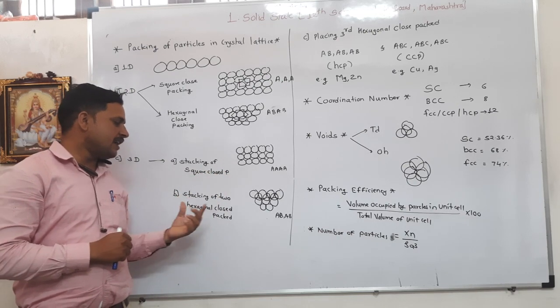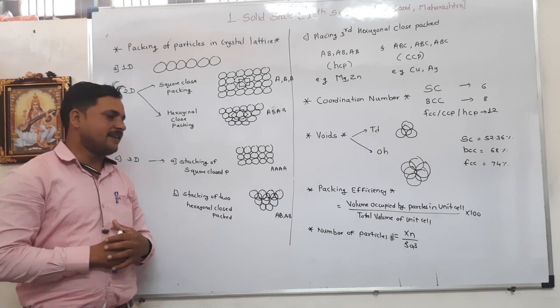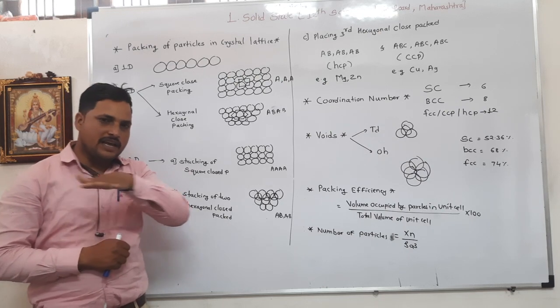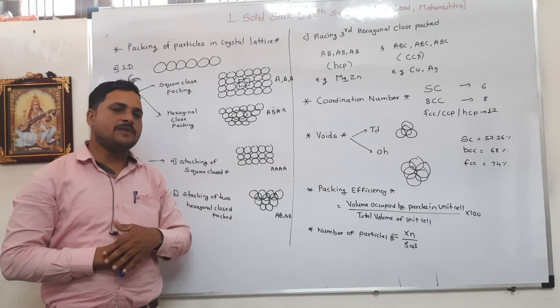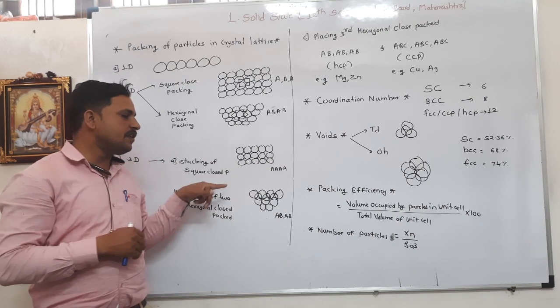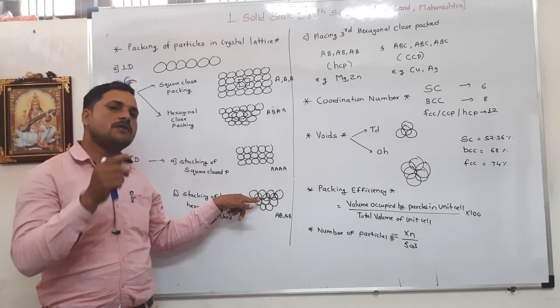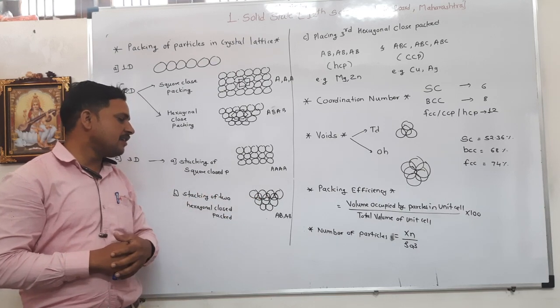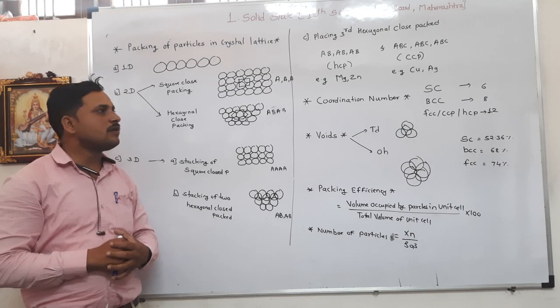Next one, stacking of two hexagonal packed layers. Means one layer is complete, and the next second layer is placed in the depression of the first layer. It is known as stacking of two hexagonal close packed layers.